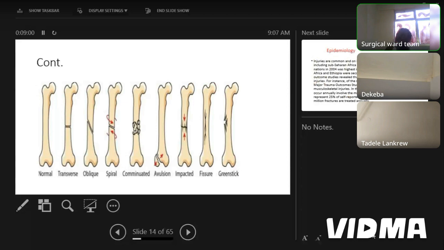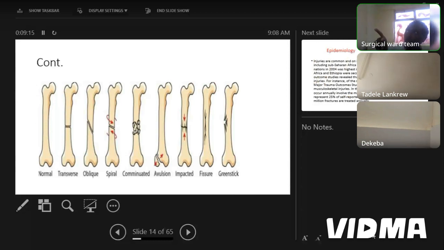This is the picture which indicates the types of fracture. The first one is the normal bone. The second one is transverse. As I said before, it is transverse across the bone. The next one is oblique. We'll see.